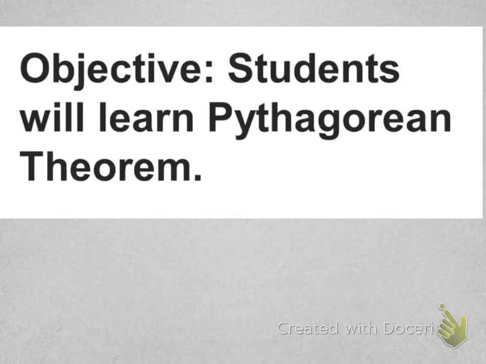Today I'm going to show you how to use the Pythagorean theorem. The Pythagorean theorem is used for right triangles when you're trying to find a missing side.